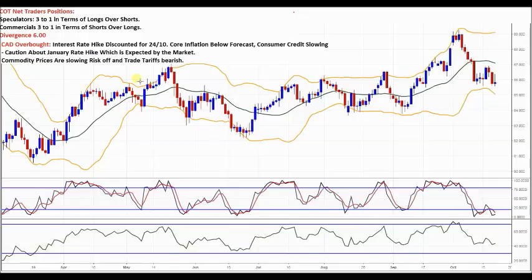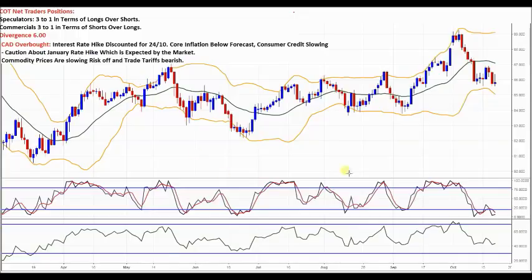Now, from our perspective, the reason we've been so enthusiastic about this trade is because, obviously, we consider the yen the most oversold major, the CAD the most overbought. So from a risk-reward stance, it looks pretty good.